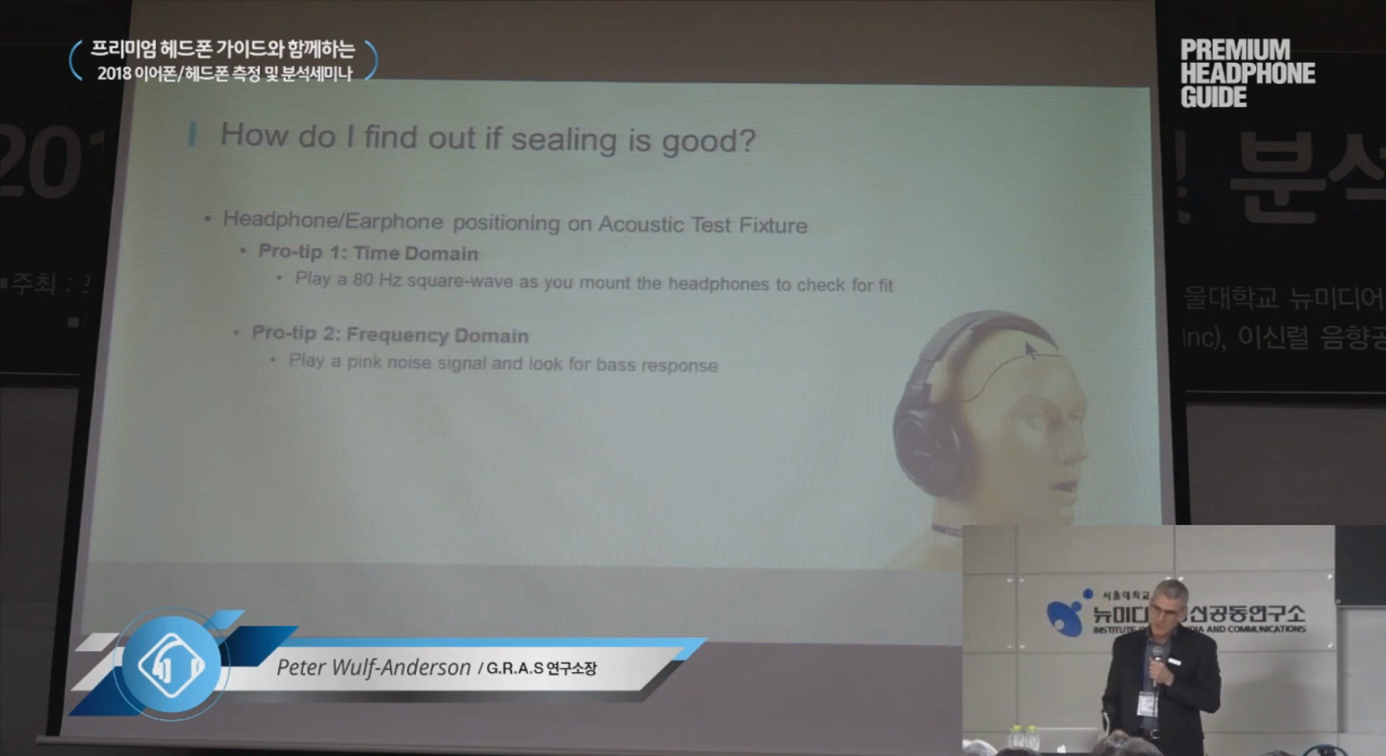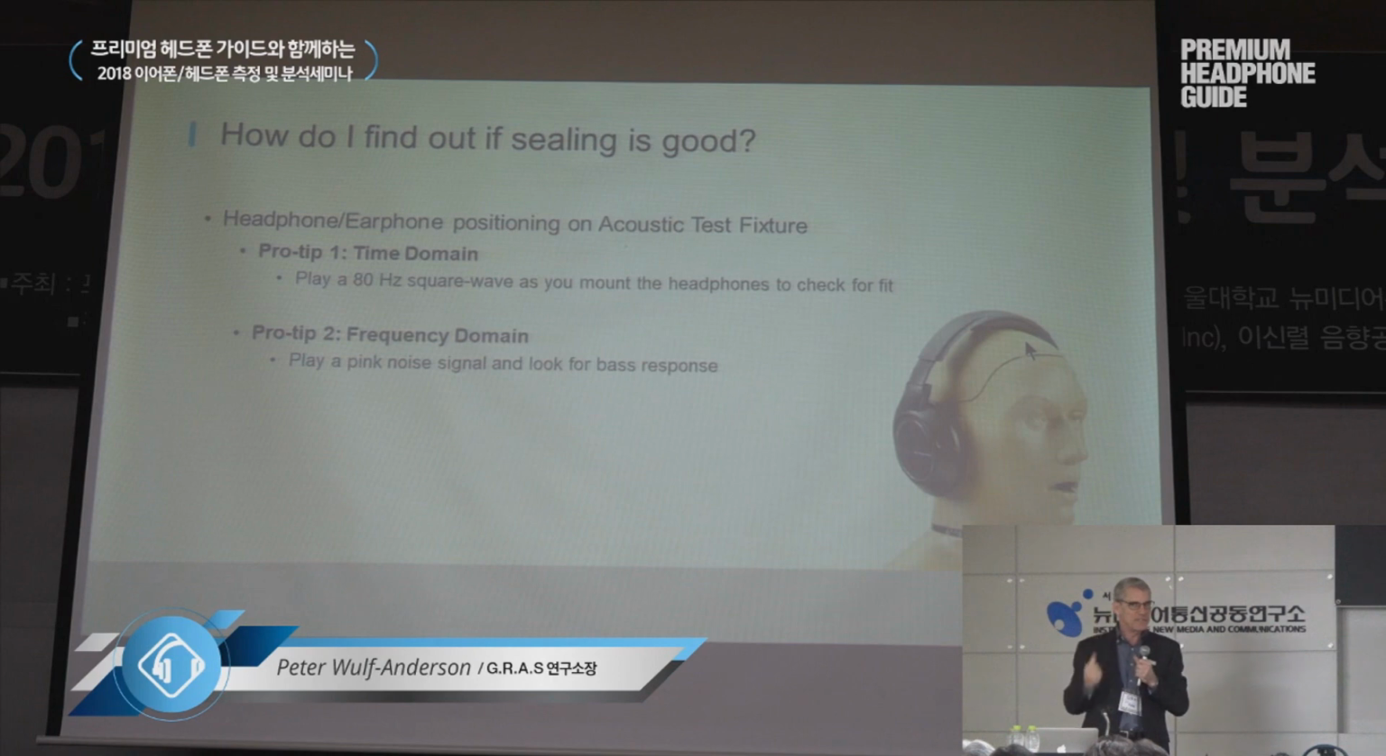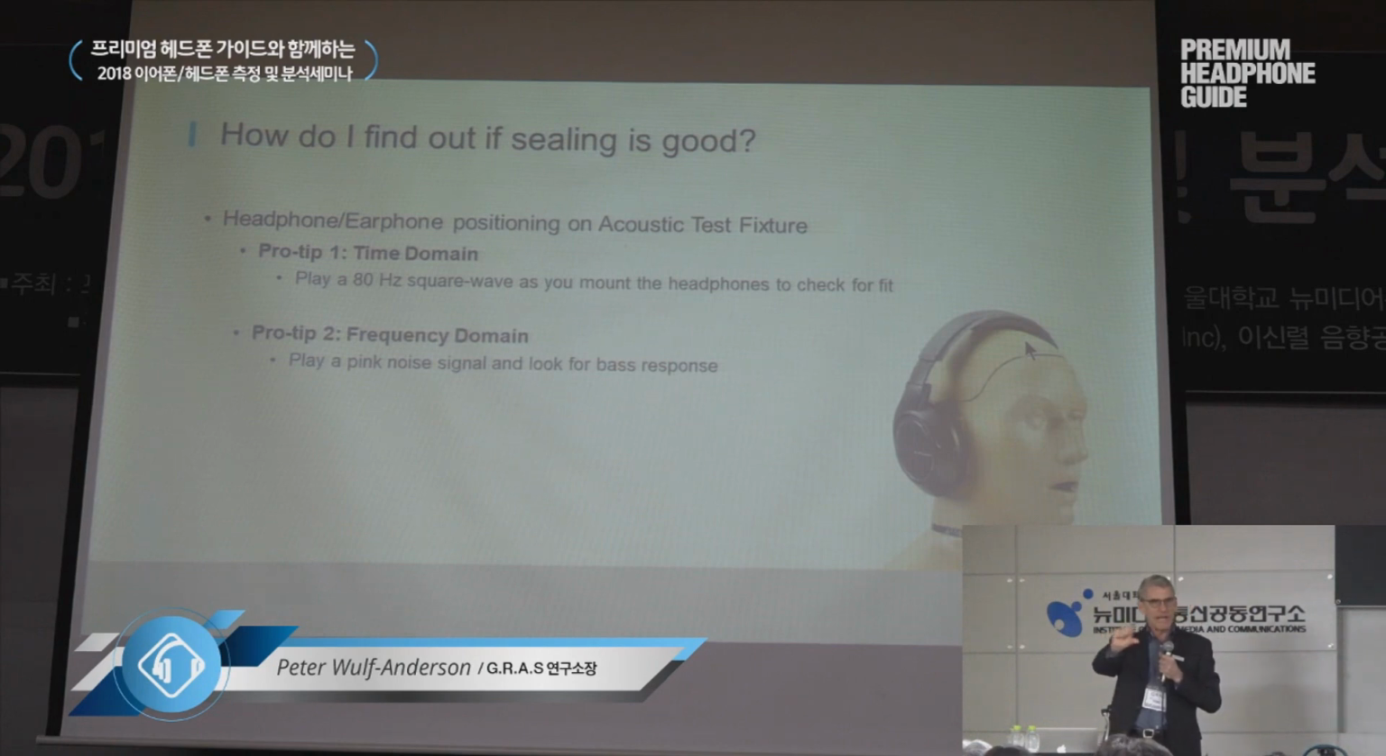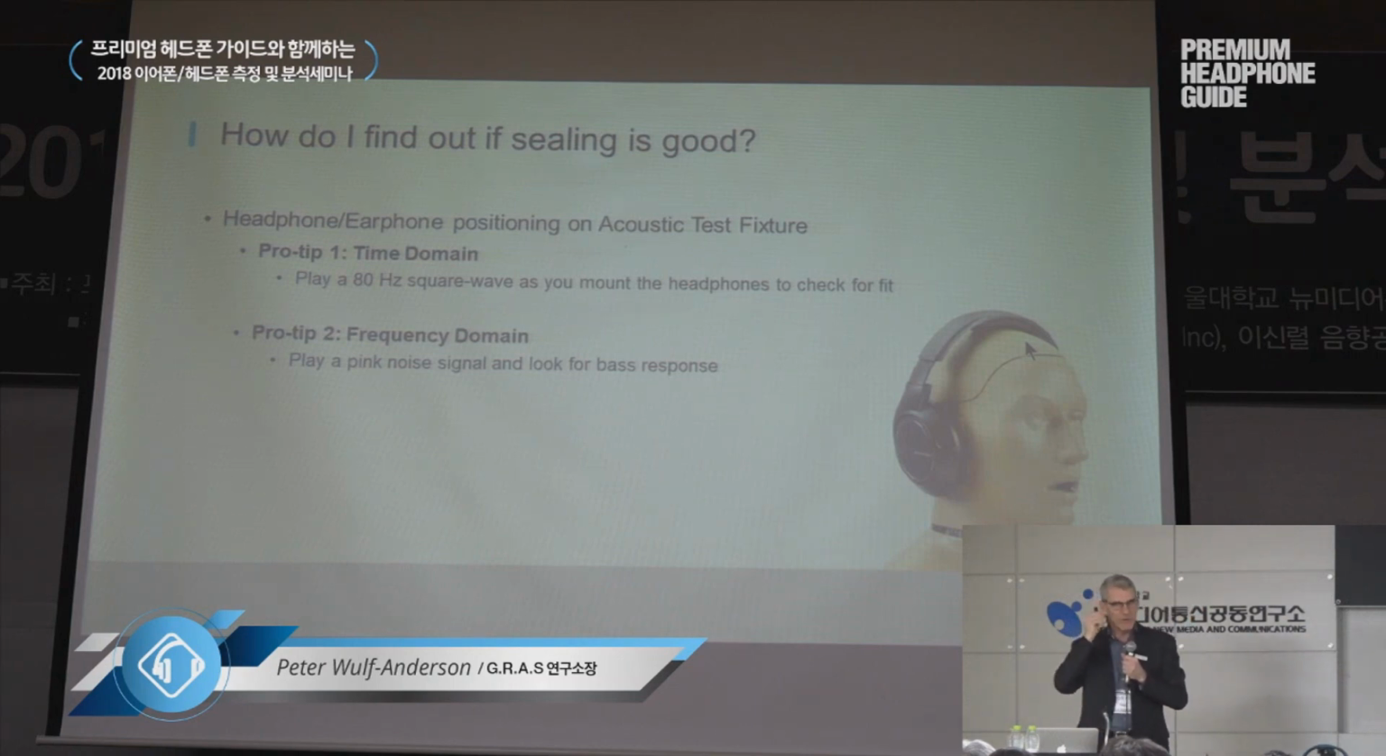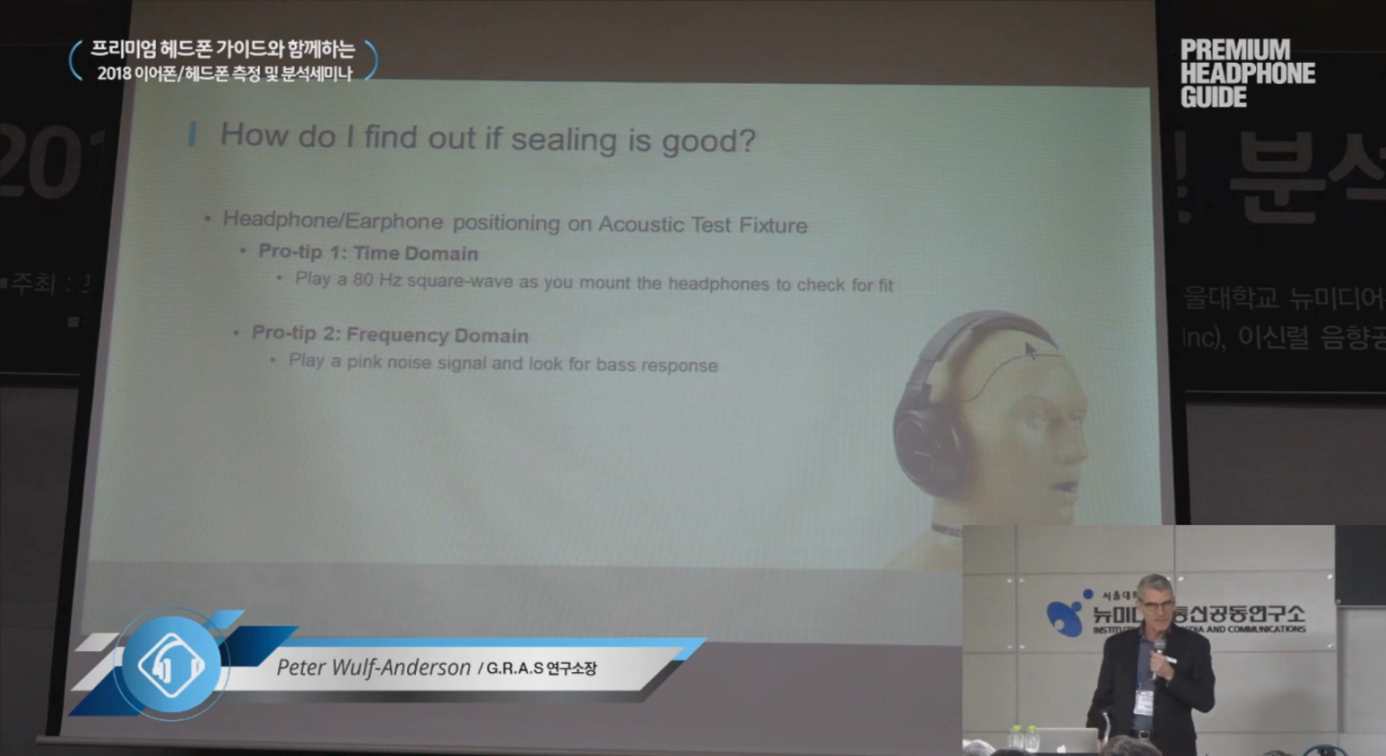Another way of doing it could be in the frequency domain, meaning you look at the spectrum. You play pink noise to the earphones or headphones, and you then look at the response on your analyzer and ask: do I get a good low frequency response? Do I get what I expect at low frequency? Or is it rolling off very much? Then you can again move the headphone around or twiggle it a little bit in the ear and make sure you have good sealing.